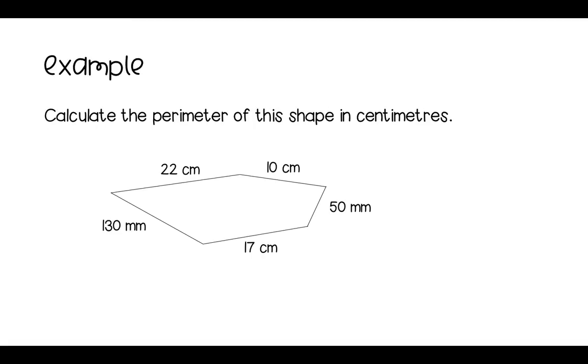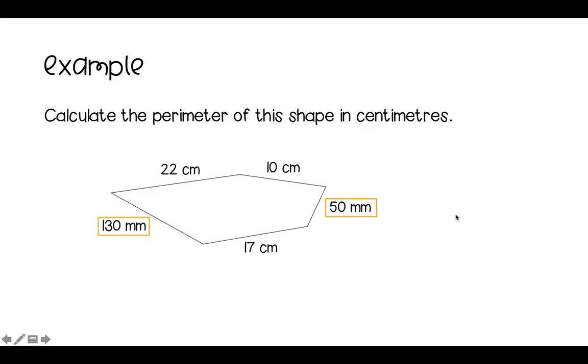Let's do another example. Calculate the perimeter of this shape in centimetres. So it says in centimetres there, so make sure we're going to do it in centimetres. Now, let's look at this shape. We have 22 centimetres, 10 centimetres, 50 millimetres, 17 centimetres, and 130 millimetres. So what you'll notice is these two, 130 and 50, are in millimetres. Now, because we want the answer in centimetres, we need to convert them into centimetres.